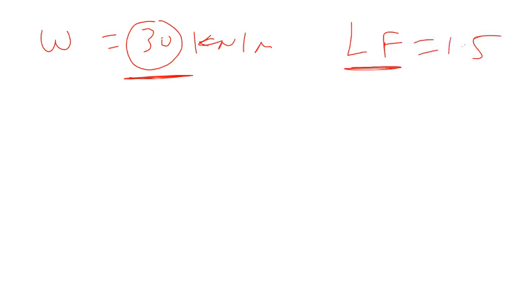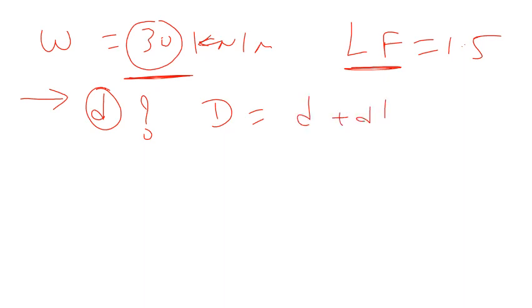So let's start to find the smallest section. We don't know the d, right? So the ultimate aim is to find out the d. If we know the d, we can find capital D, which will be d plus d dash, the cover. And another thing we have to find out here is Ast, right? Let's start with the d first.